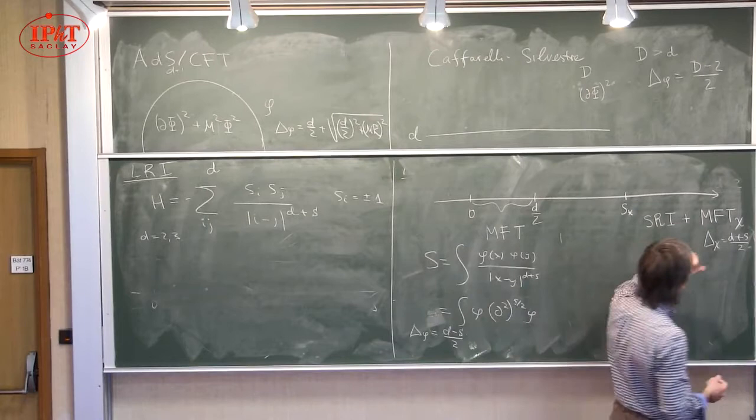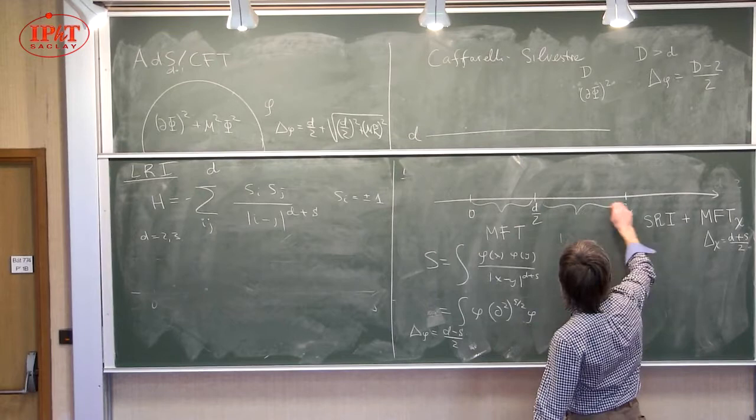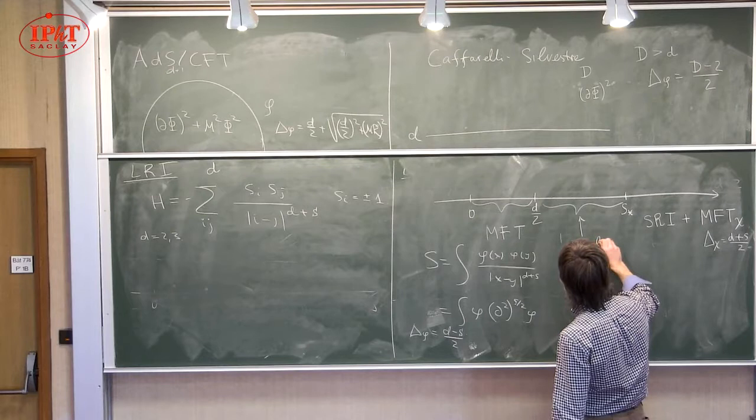What happens here? Well, in this range, the critical point is described by some non-local and non-Gaussian CFT.